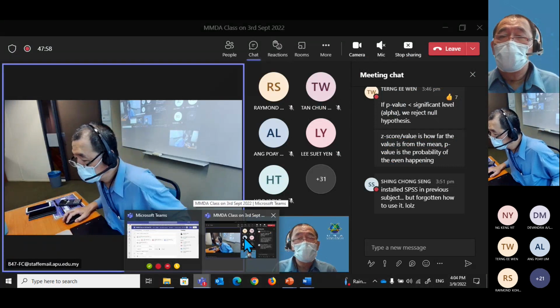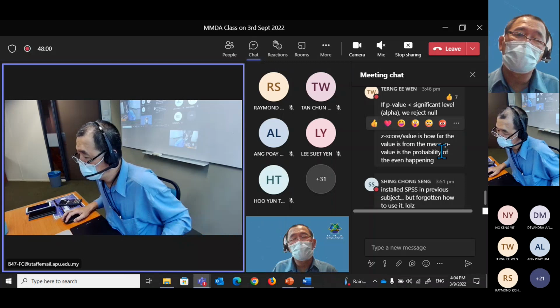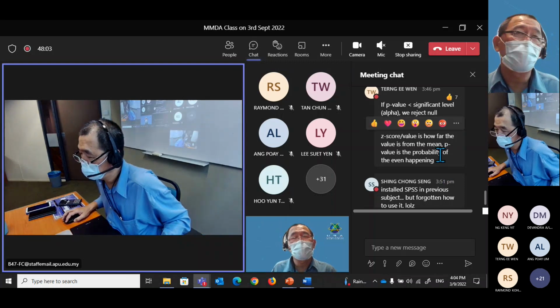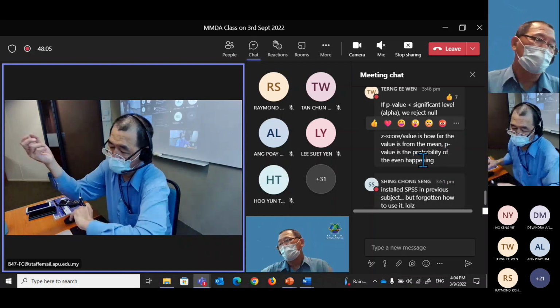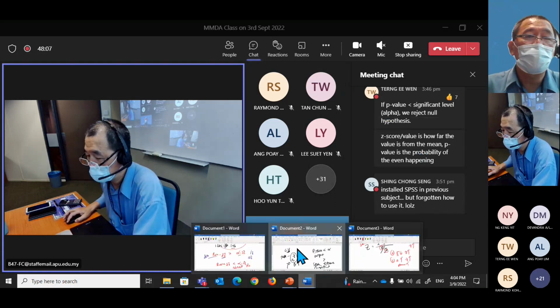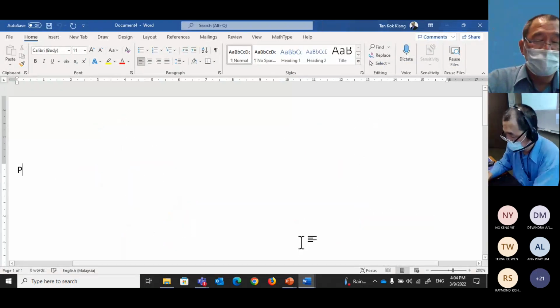Okay, now we see one more, the p-value. P-value is the probability of the event happening. No. Okay, a little bit technical, the p-value.